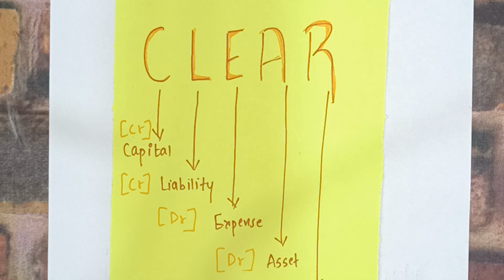Expenses and assets have to be recorded on the debit side. If you are finding it difficult to memorize which side capital or liability goes on, just remember that expenses and assets are recorded on the debit side, and all the remaining things are recorded on the credit side: capital, liabilities, or any revenue that is being earned. So the two things you should know are, first, the modern rules of debit and credit, and secondly, this CLEAR.